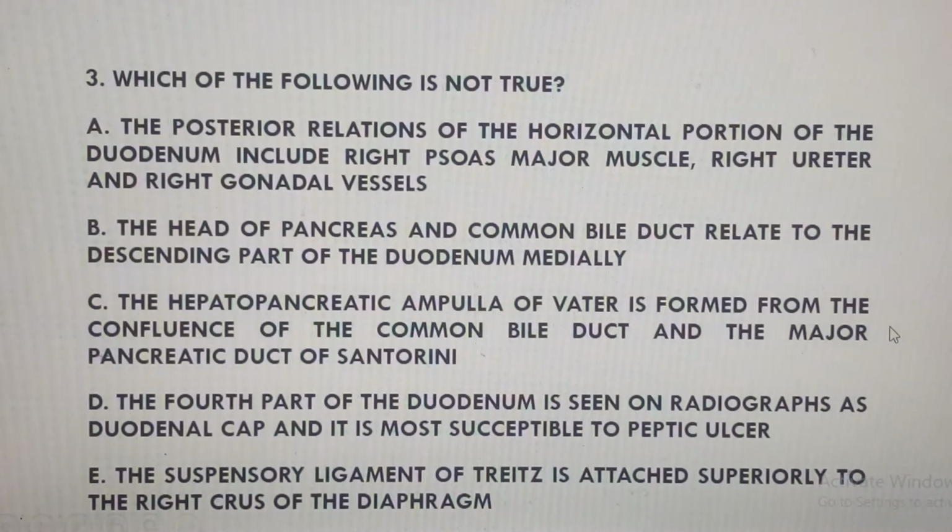Option C says the hepatopancreatic ampulla of Vater is formed from the confluence of the common bile duct and the major pancreatic duct of Santorini. That's a wrong statement. The reason is that we know the hepatopancreatic ampulla, or also called the ampulla of Vater, that dilated portion, is formed by the confluence of the common bile duct and the major pancreatic duct, no problem, and they both will open in the major duodenal papilla. And we know this ampulla is guarded by the sphincter of Oddi.